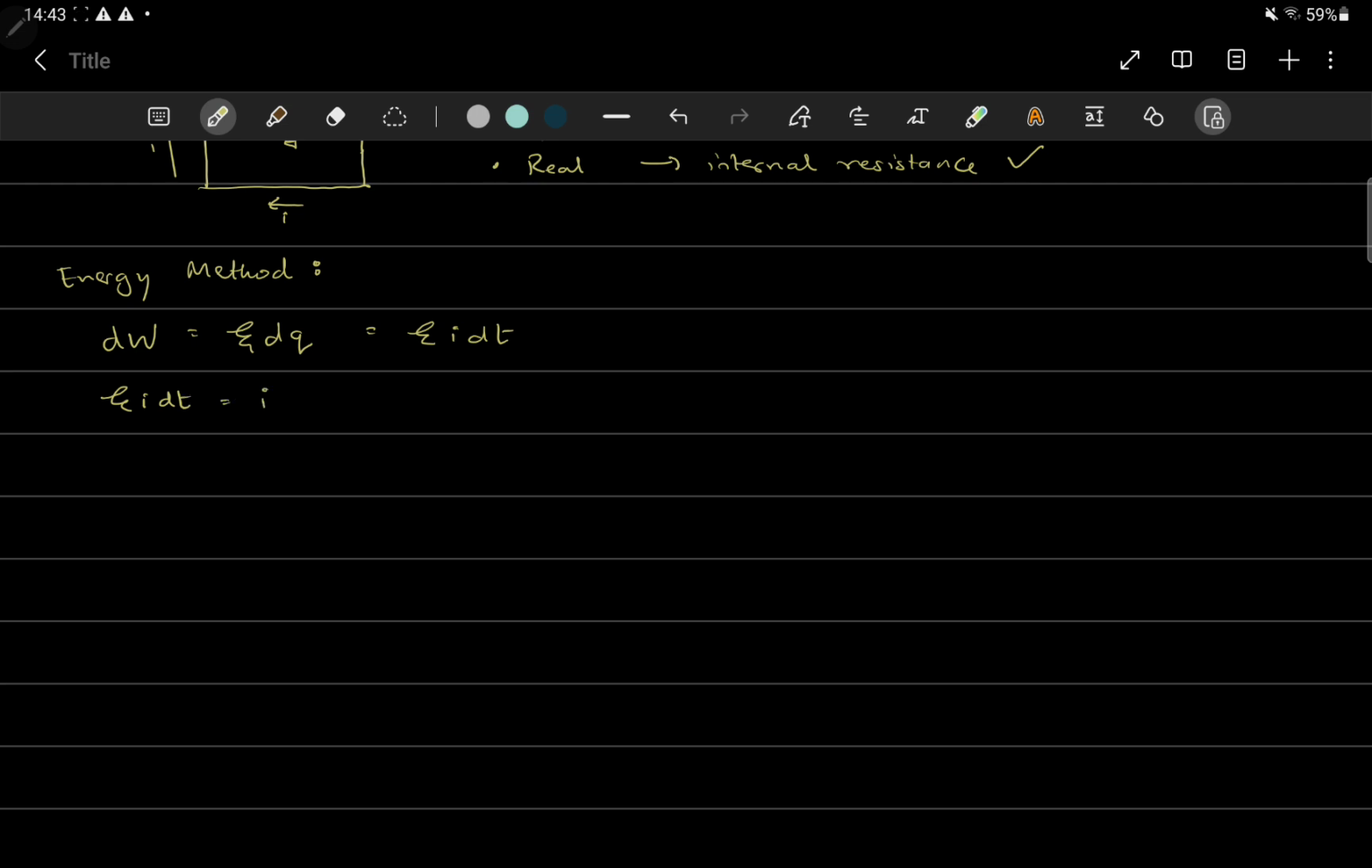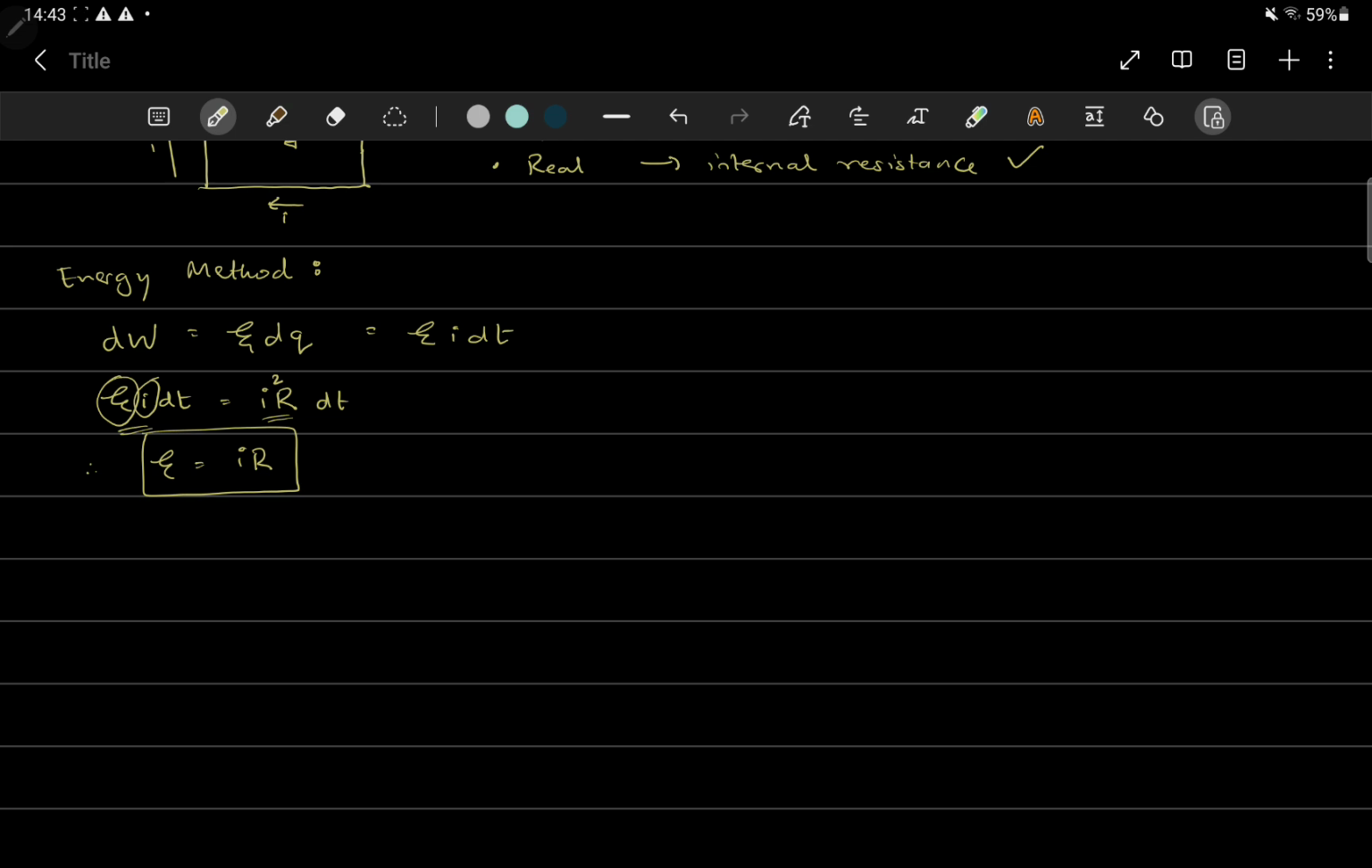Now zeta I dt can be written as I squared R dt, because essentially remember that zeta has the definitions of voltage, right? And voltage times I is some power. Sorry, I missed a squared over here, but this is some power, and power I can write it as I square R, right? Hence zeta becomes IR as per definition by comparing both left hand and right hand sides.